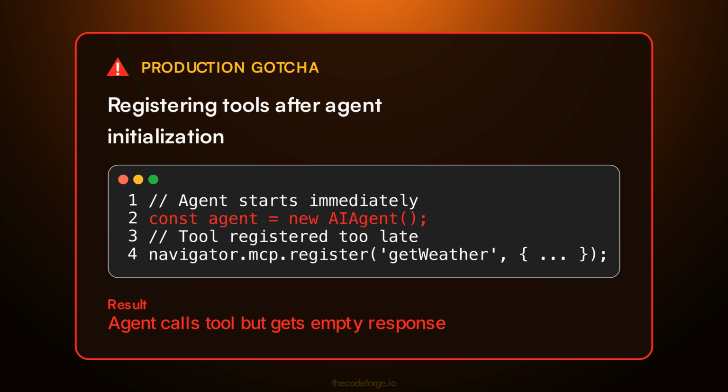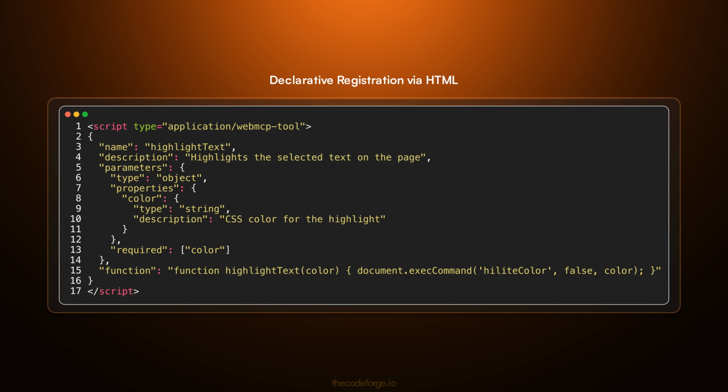The article mentions two registration paths, but only shows the imperative Navigator MCP register tool approach. Here is the declarative HTML alternative using a script type equals application/webmcp tool block, which is part of the proposal.